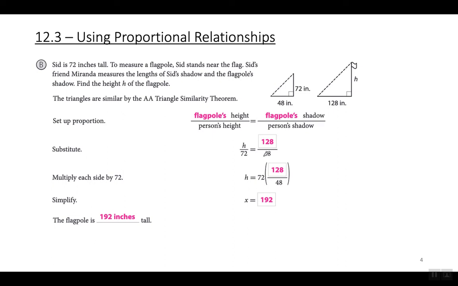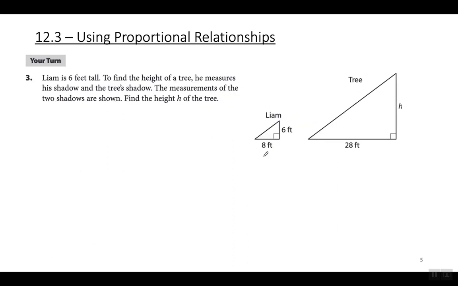Alright, so again, the answer is 192 inches. Alright, as you can see, it's the same thing every time. So I'm going to put 6 over h equals 8 over, you know what, just to try to set up the proportion different ways so you get used to it, I'm going to put 8 over 28 equals 6 over h.